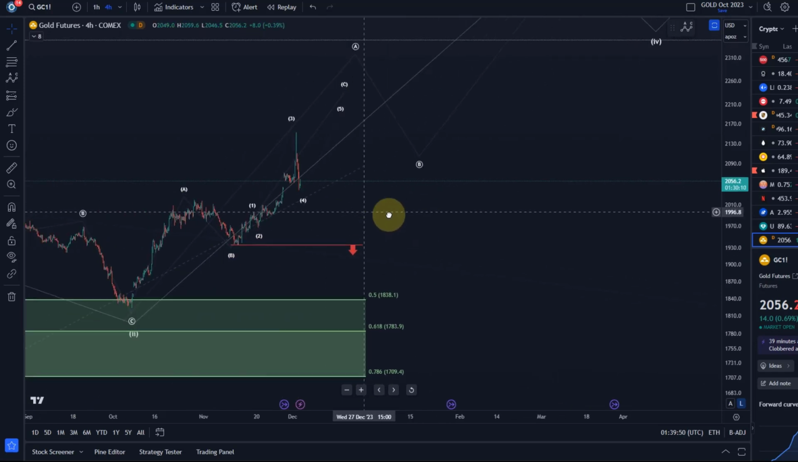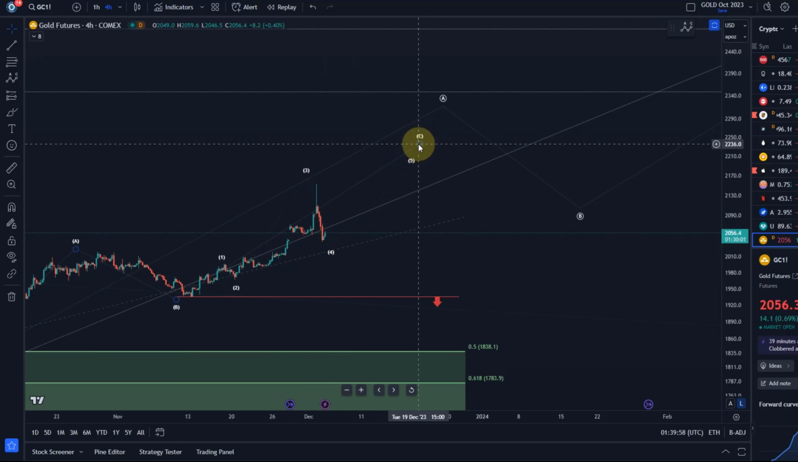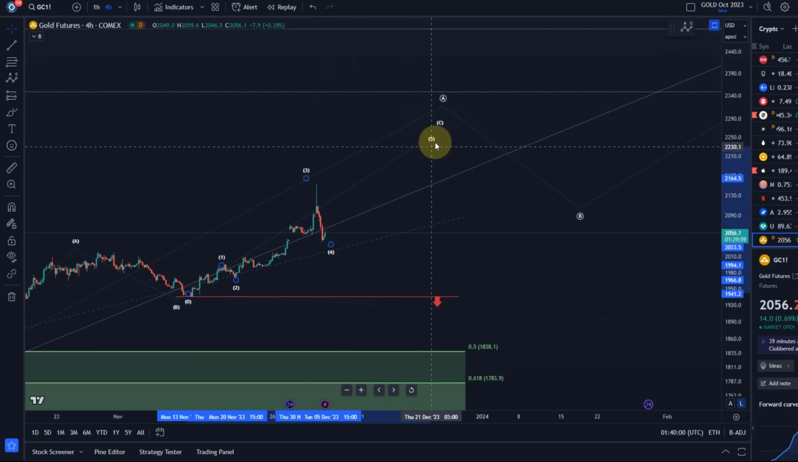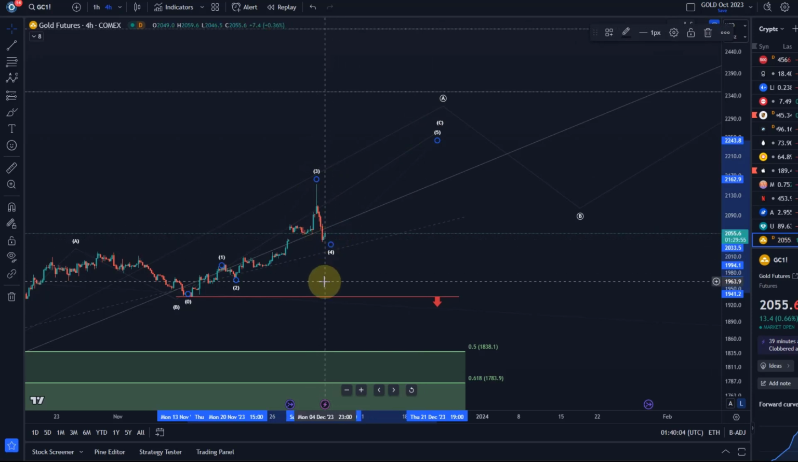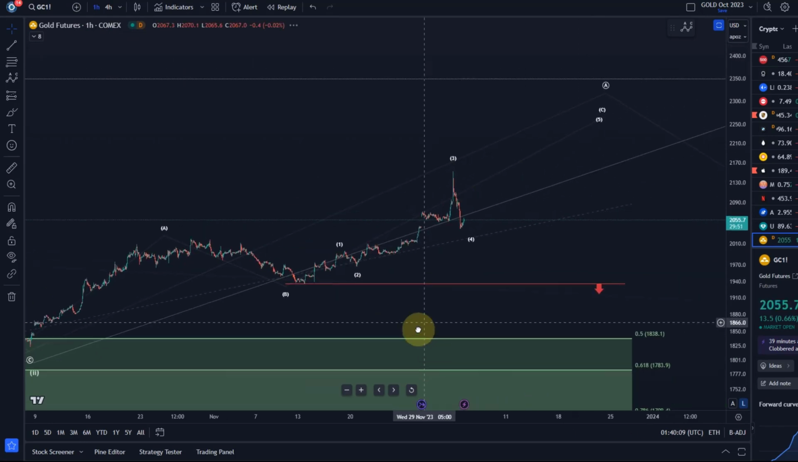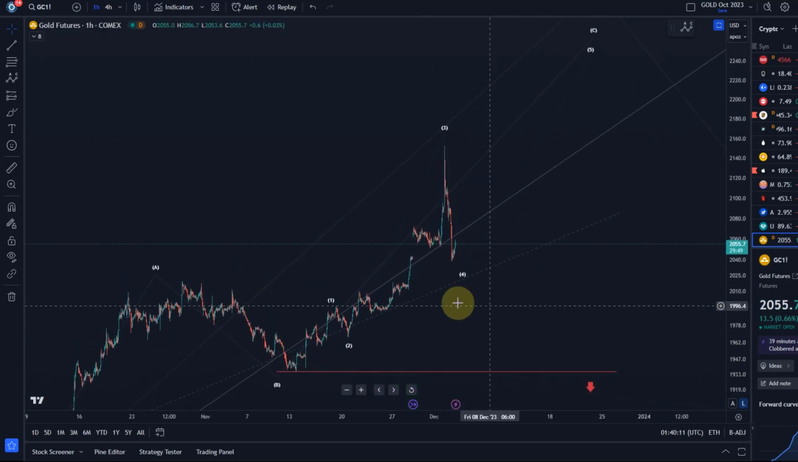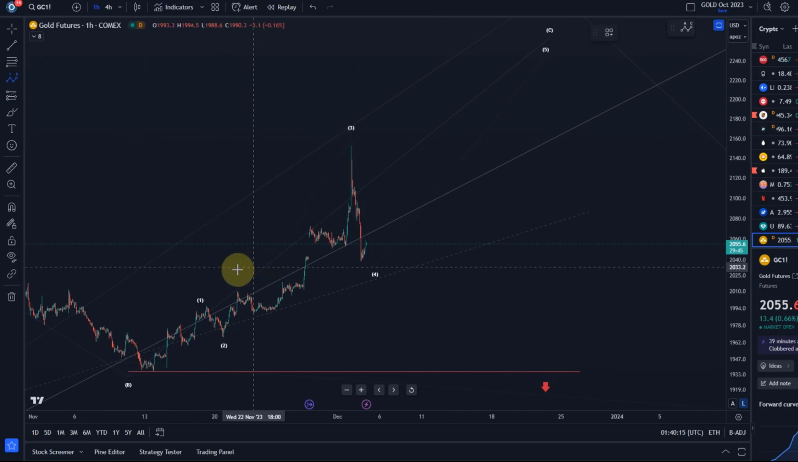If we talk about the microstructure of this move up, then it looks as if we're currently in the 4th wave of this C wave that I just showed you. The 4th wave could get another low, but we're going to take a look at that in a minute. If we take a look at the 3rd wave there, that would obviously also be a 5-wave move.